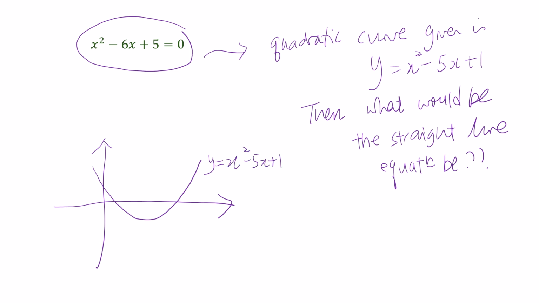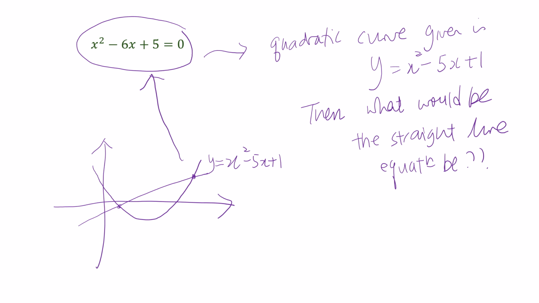I need to draw a straight line such that when this straight line intersects my curve, the x coordinates of the intersection points will be the solutions to this quadratic equation that I'm asked to solve. So how do I go about doing it? How do I go about getting my straight line equation?